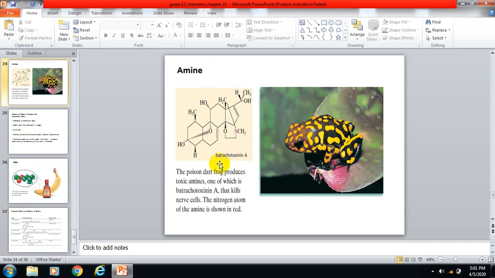This is what batrachotoxin is. This is what Gabi is producing. Okay, look at the frog. I think this is from Australia. Yeah, I was watching the Sir David Attenborough video.